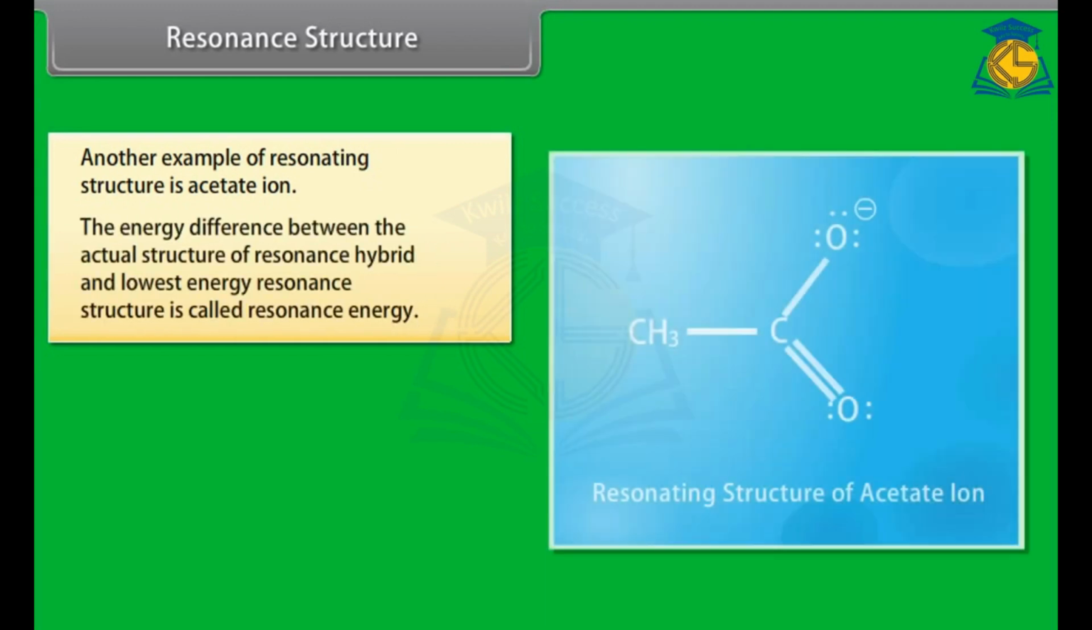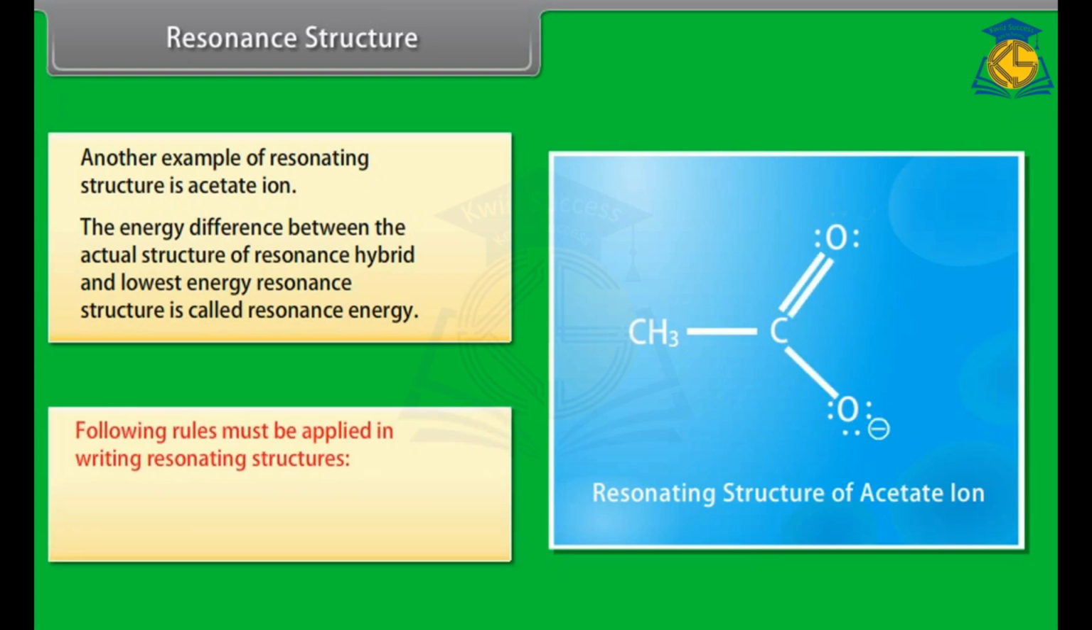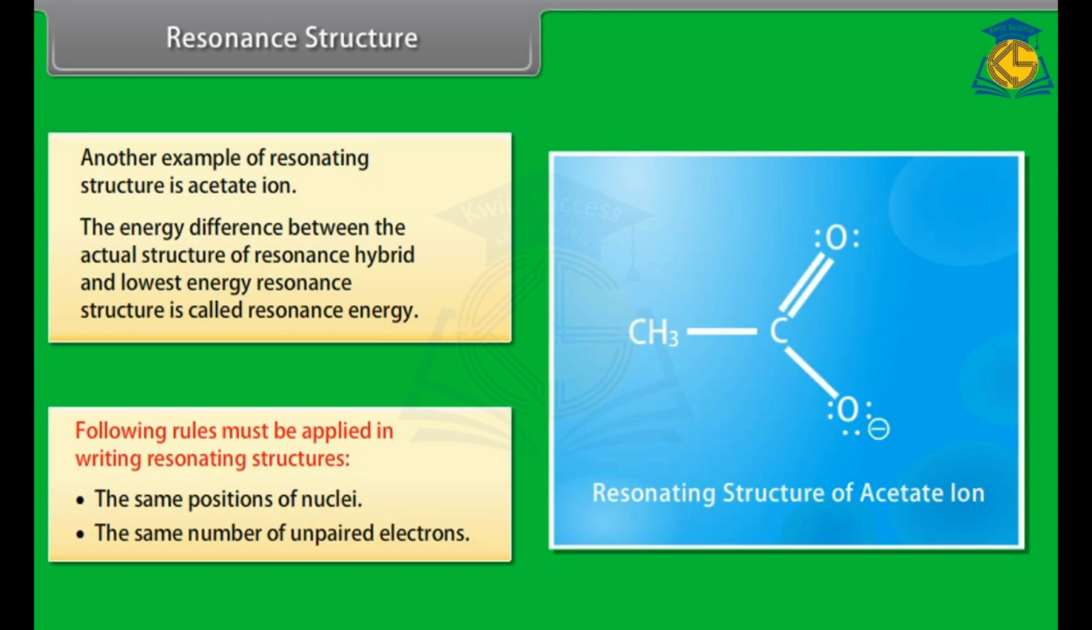Another example of resonating structures is the acetate ion. The energy difference between the actual structure of the resonance hybrid and the lowest energy resonance structure is called resonance energy. The following rules must be applied in writing resonating structures: the same positions of nuclei and the same number of unpaired electrons.